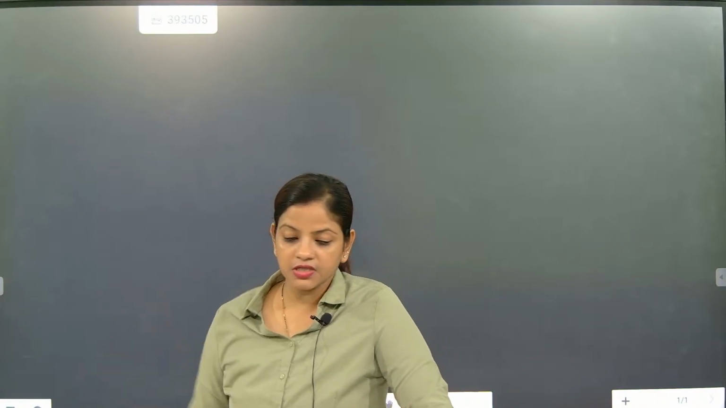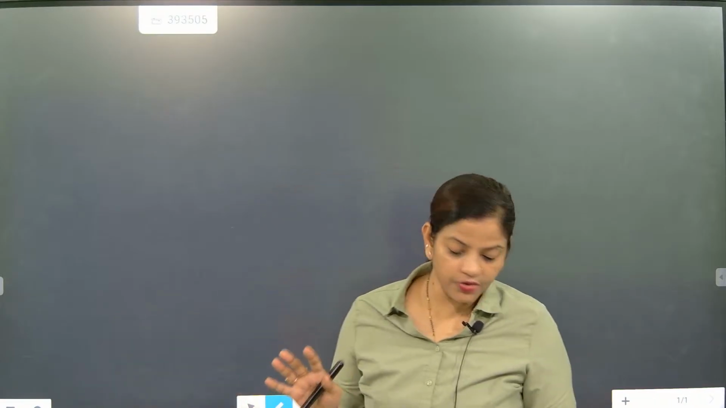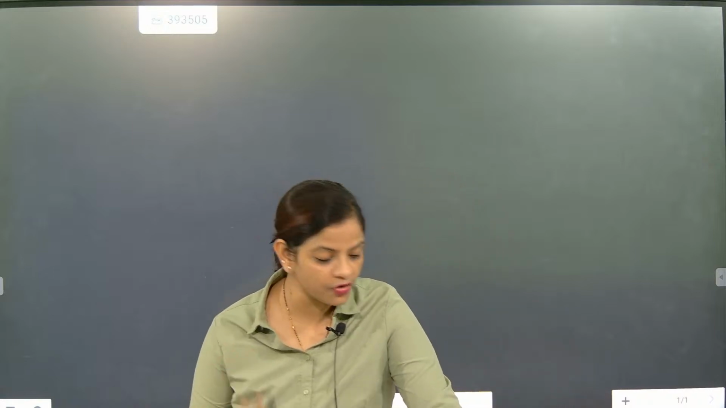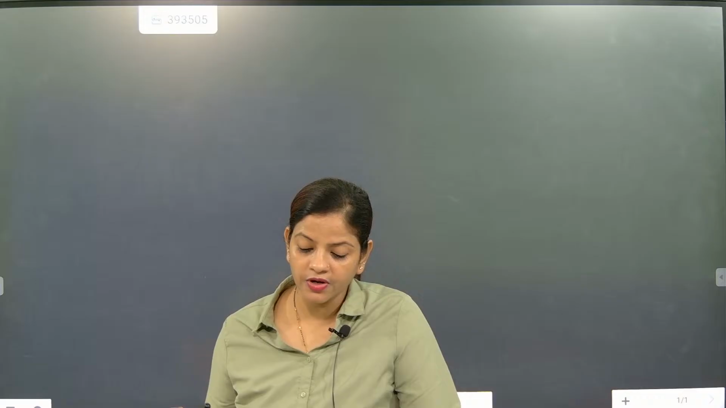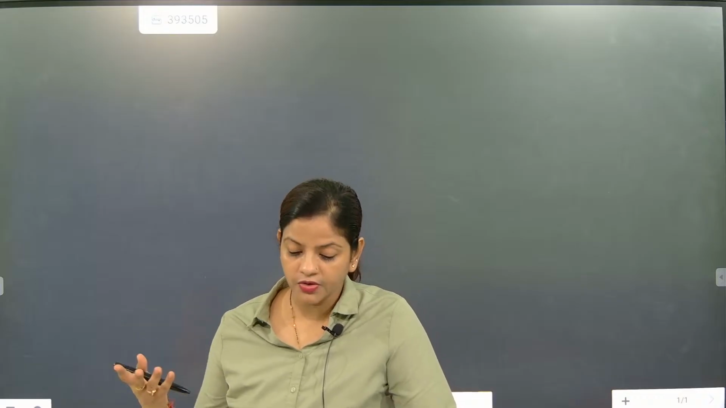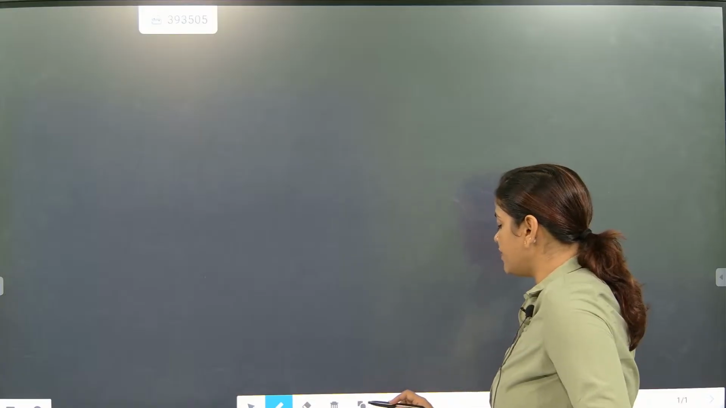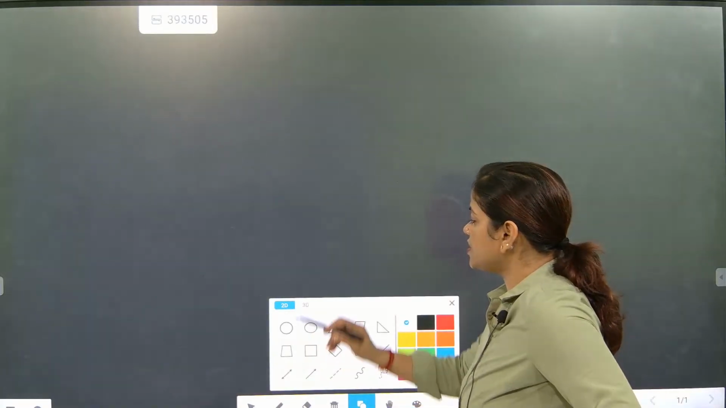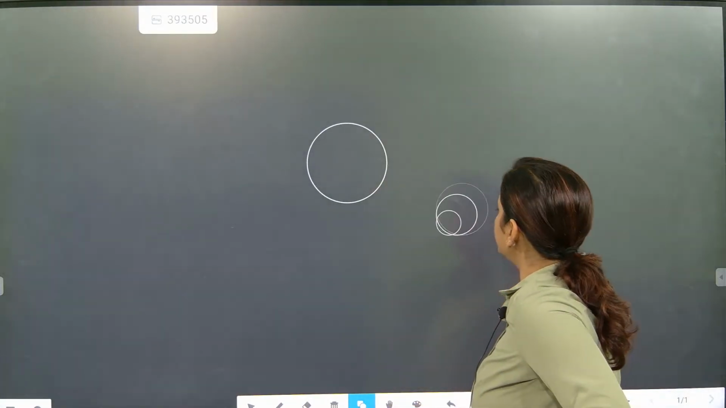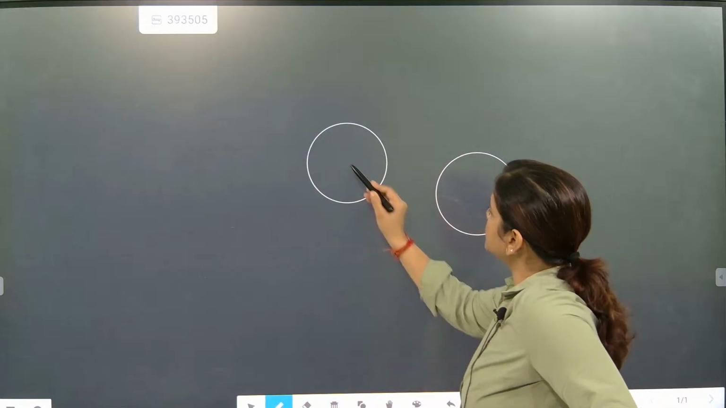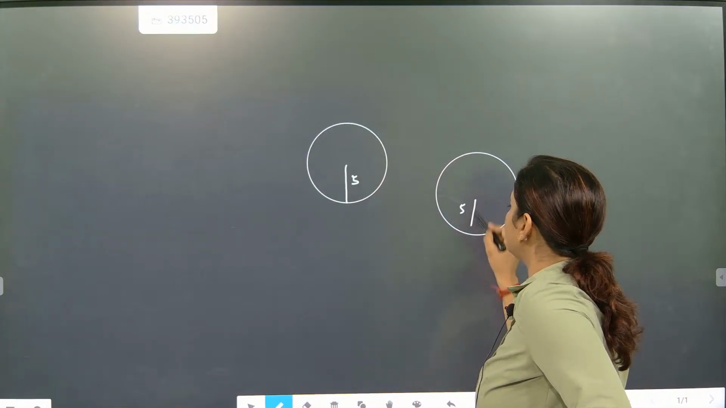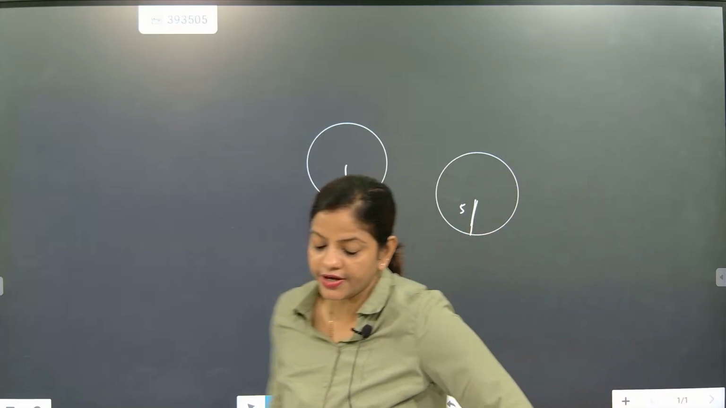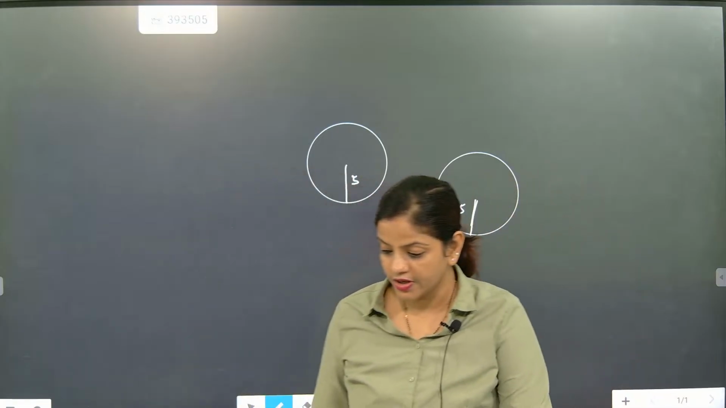Now what we need to discuss is congruency. If two circles are of equal radius, they are considered to be congruent. That's a very important thing. How are we going to understand that? If two circles' radius is the same, that means this one is 5 and this one is also 5. So 100% these two circles' radius is the same, so they are considered congruent.